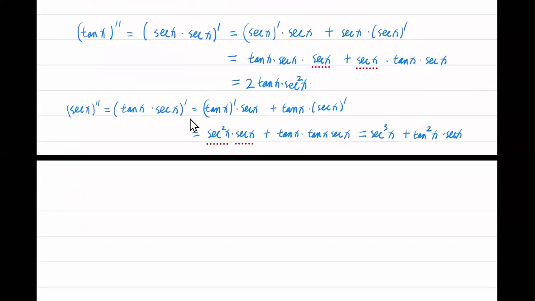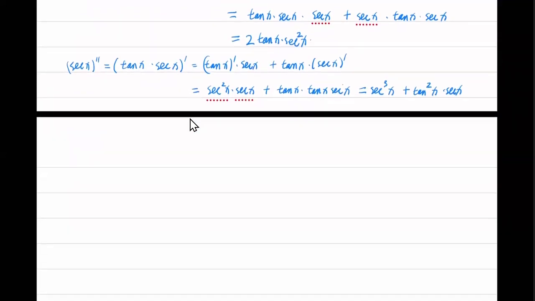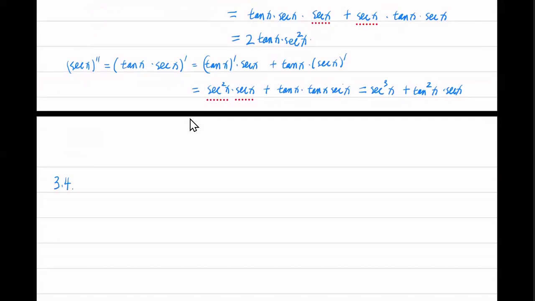Okay, so this is about the derivatives of these trig functions. In the future, we'll learn more about this. So for the moment, we'll move to the next section, a very important rule, the chain rule, very important.